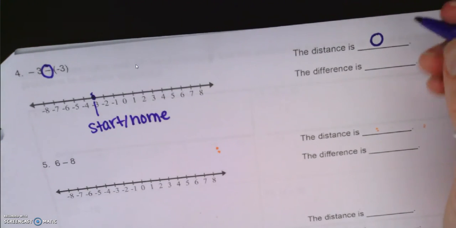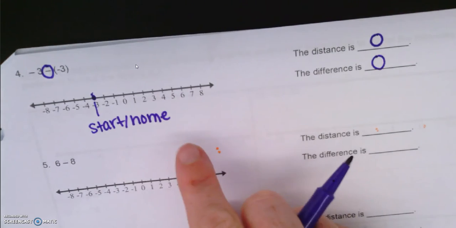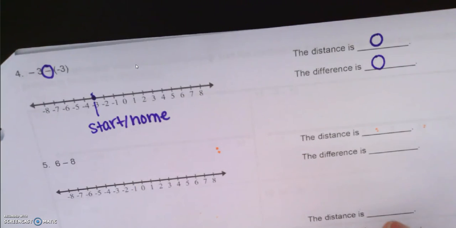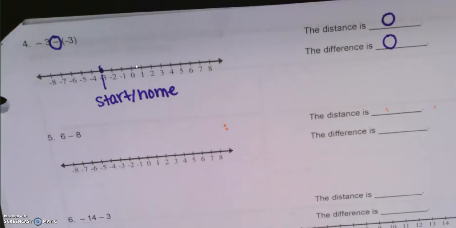And what's the difference? 0. Notice 0 isn't positive or negative. It separates the positive and negative. 0 is a neutral number. And we didn't go right or left, so we can't have a positive or a negative. Great job. 0 the hero. Okay, let's do number 5.